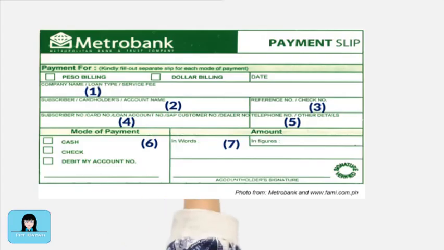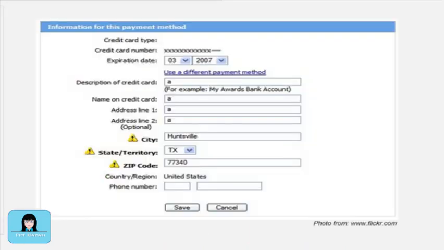For example, a bank payment slip is used to collect data from a client about a payment transaction. Another example is the payment form on a computer screen capturing data of a credit card payment.